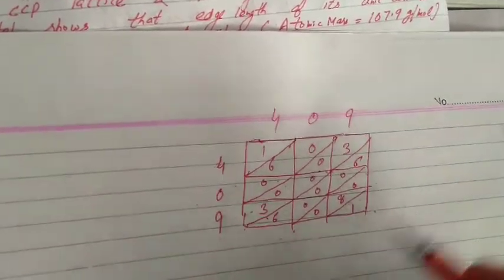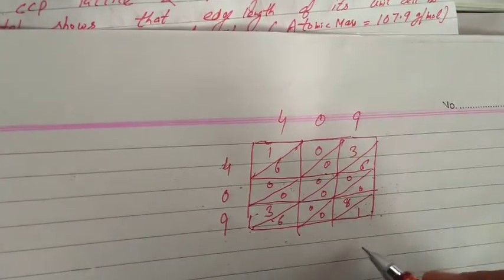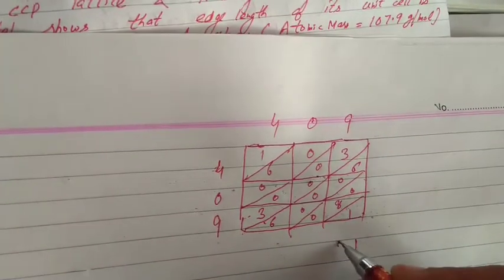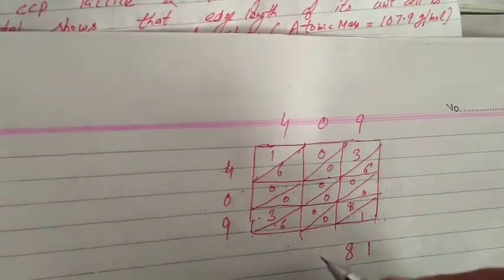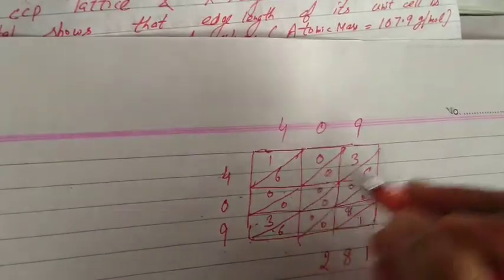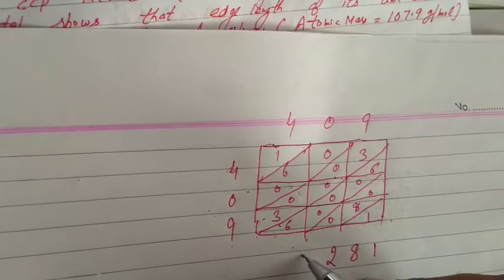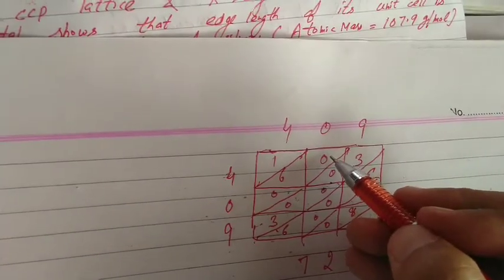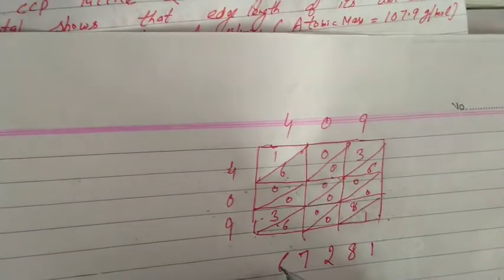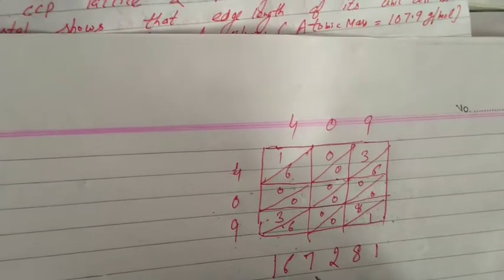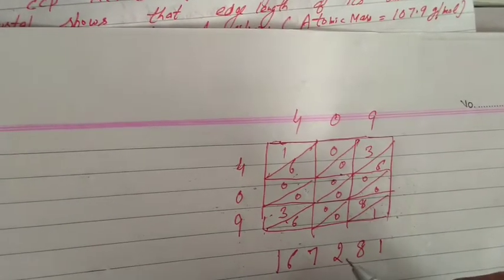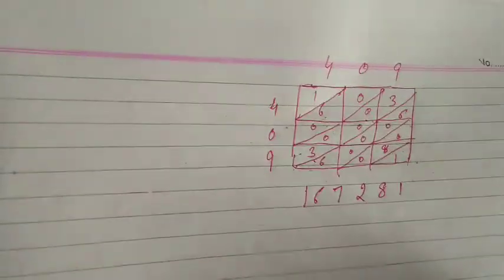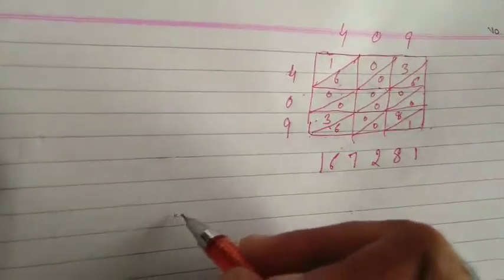Now students, go diagonally. Add these values diagonally. 1, 8, 6 and 6 are 12, 3 3 6 and 1 is 7, 6 1. It becomes 1 6 7 2 8 1. But it is the square of 409. We have to go for cube. That is, go for one more calculation.